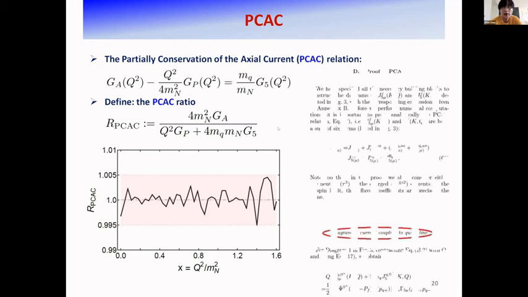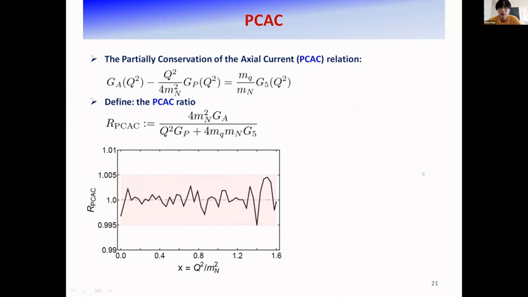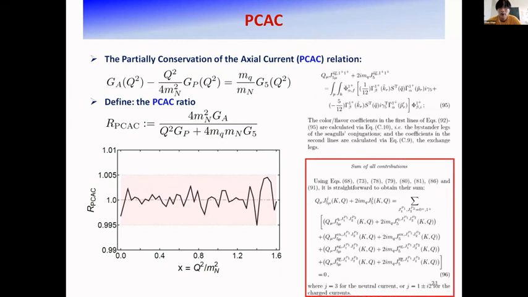On the other hand, in our longer paper, we also give an analytical proof of the PCAC. We take into account the 6 contributions from 6 quark-diquark equivalence diagrams, from diagram 1 to diagram 6. We add them together. Finally, we find that in our framework, this PCAC relation is satisfied automatically.